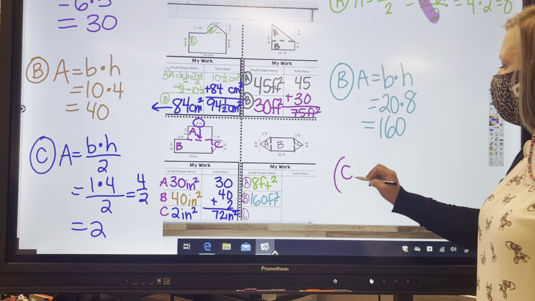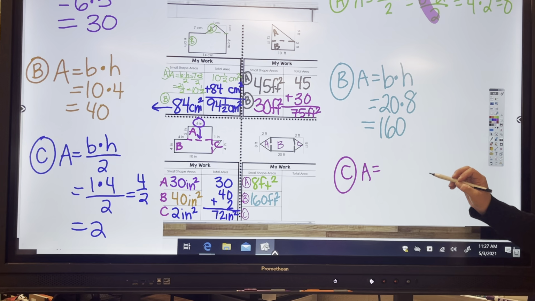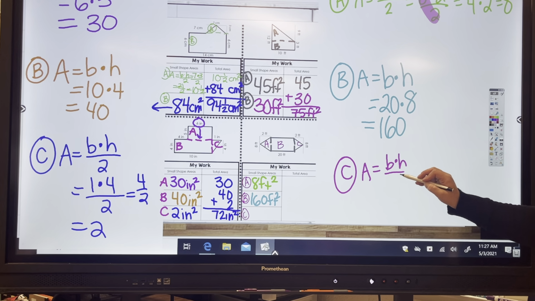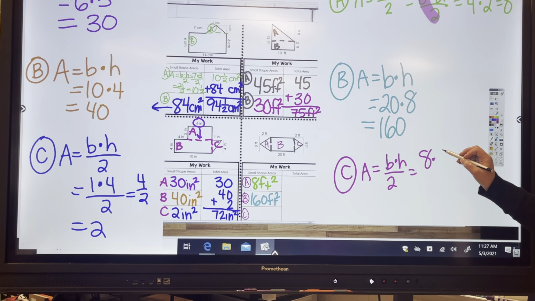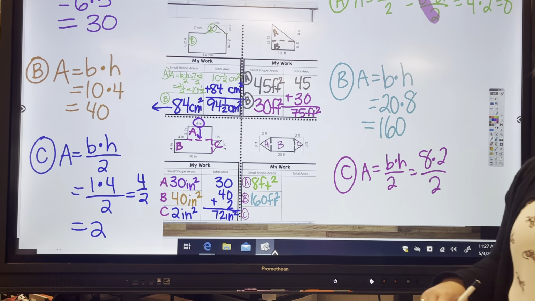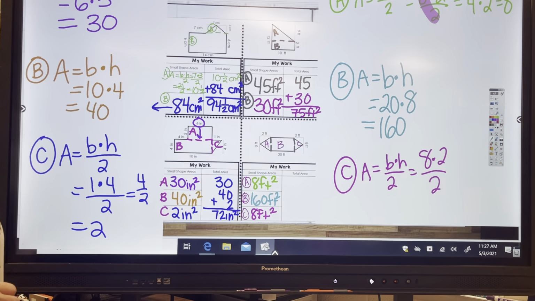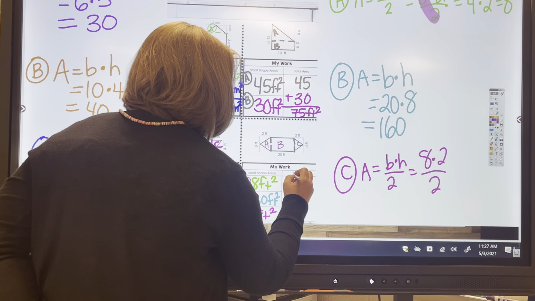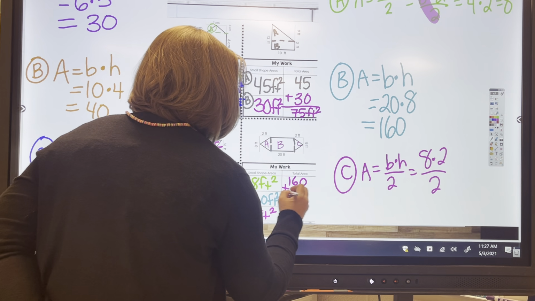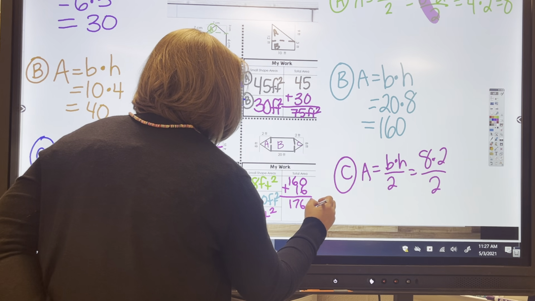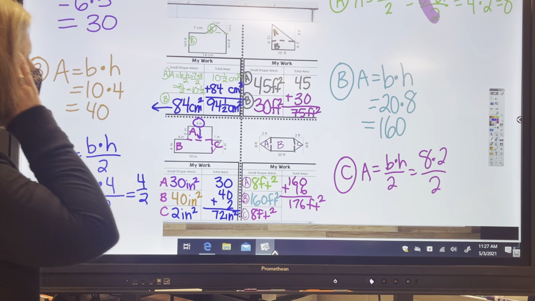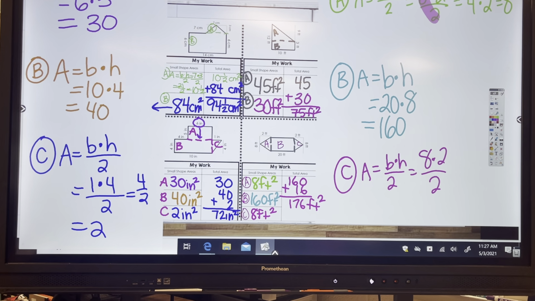All right, then we've got C. What shape is C? So what's the base? What's the height? Same thing we had earlier. So what is that? Feet squared. So what's my total? 176 feet squared. You do have good math up there in that brain.